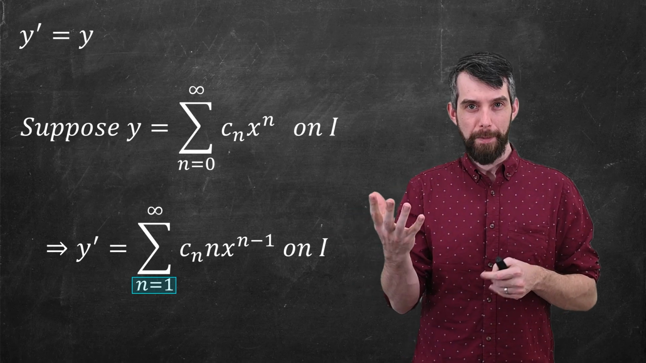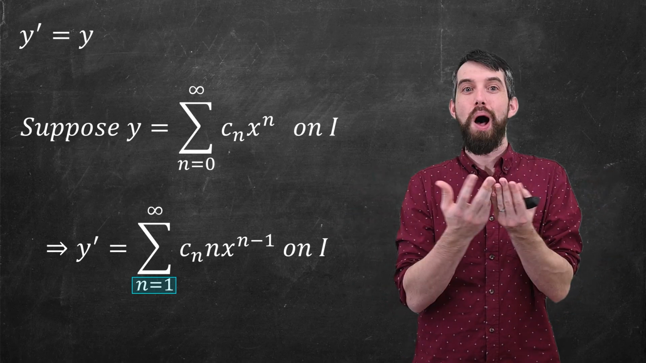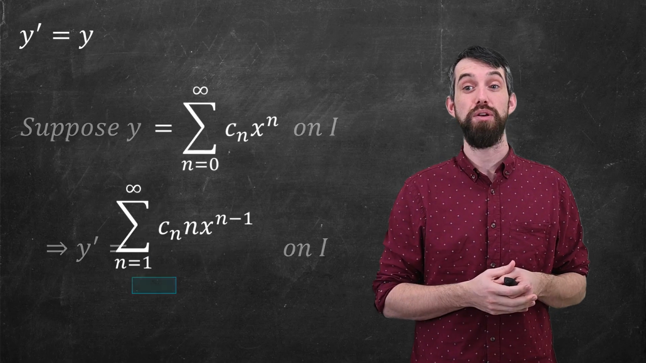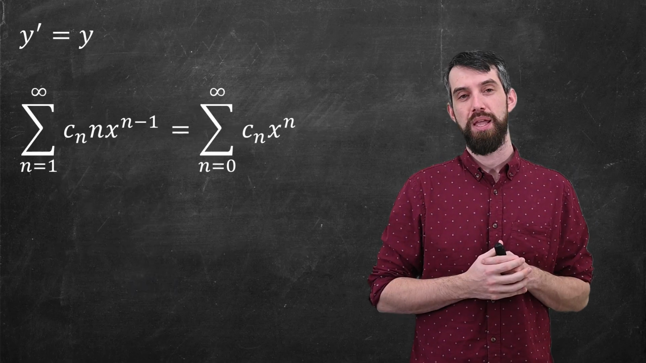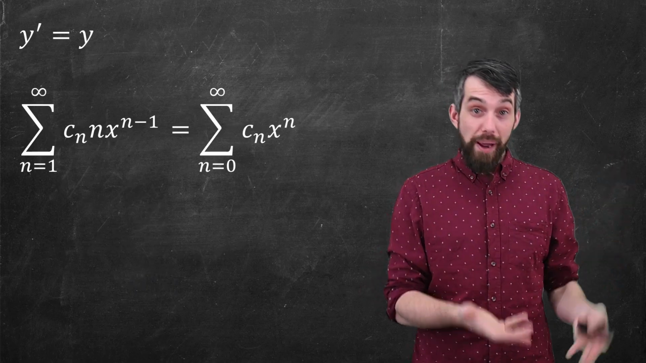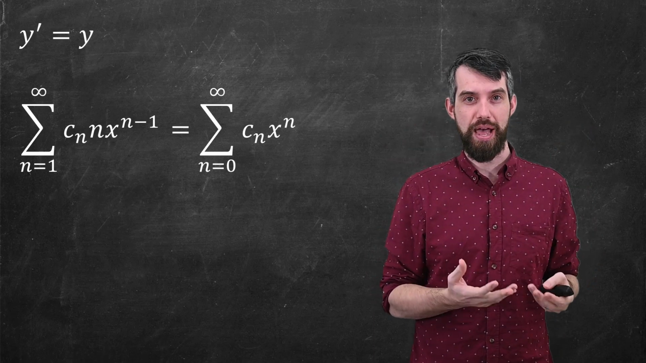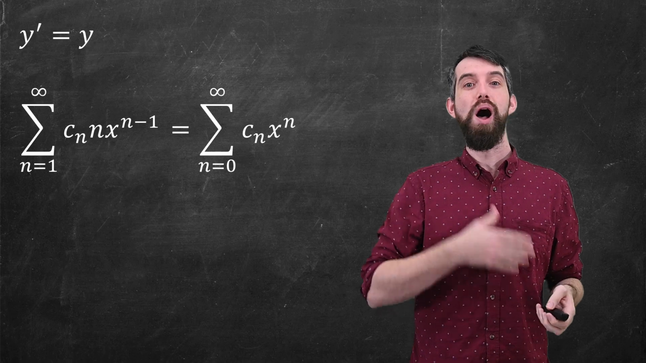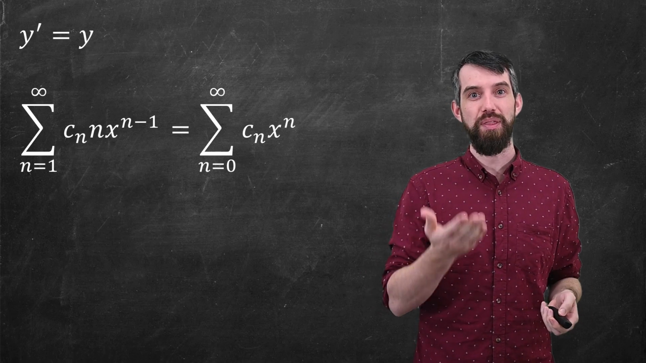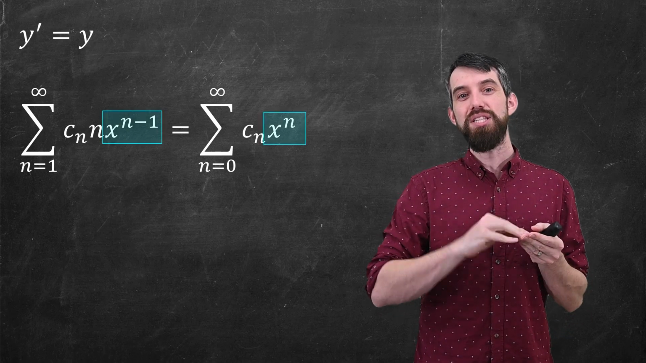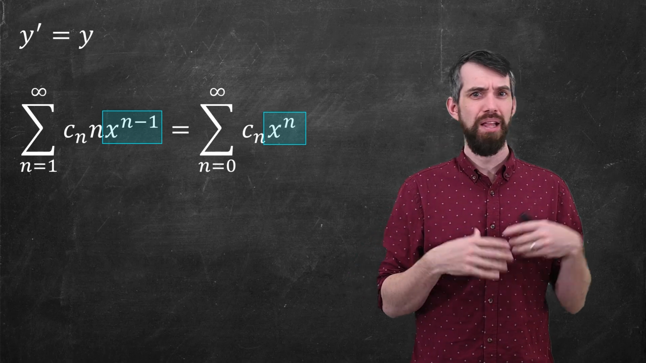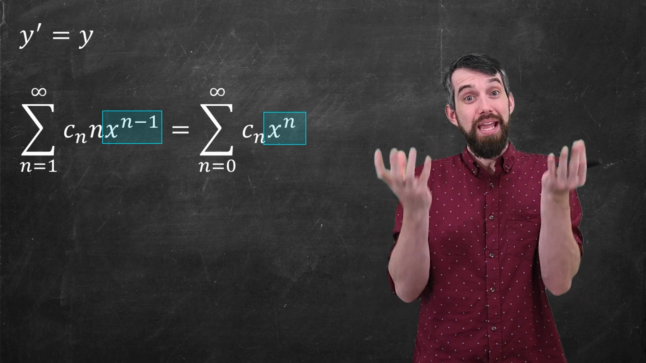Nevertheless, I have a y. I have a y prime. The claim is that y and y prime are equal, so let me just set those two things equal to each other. I have two series. I want to compare them. I want to compare the coefficients, but I unfortunately can't quite do that. The reason is that one is coefficients times x to the n, but the other is x to the n minus 1. That is, they're not written with the same index.